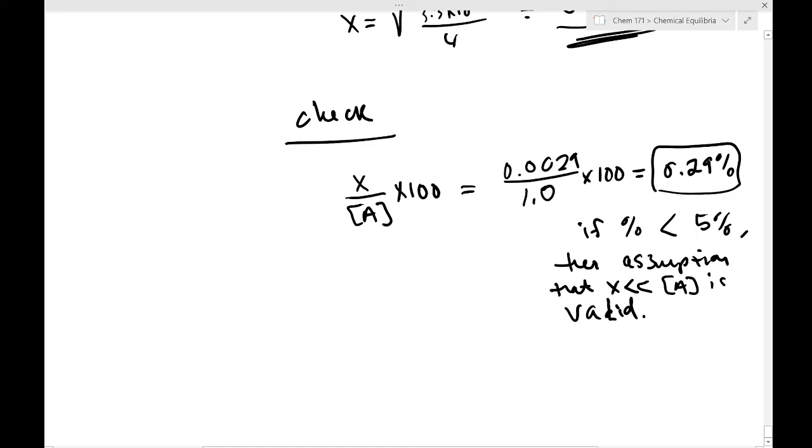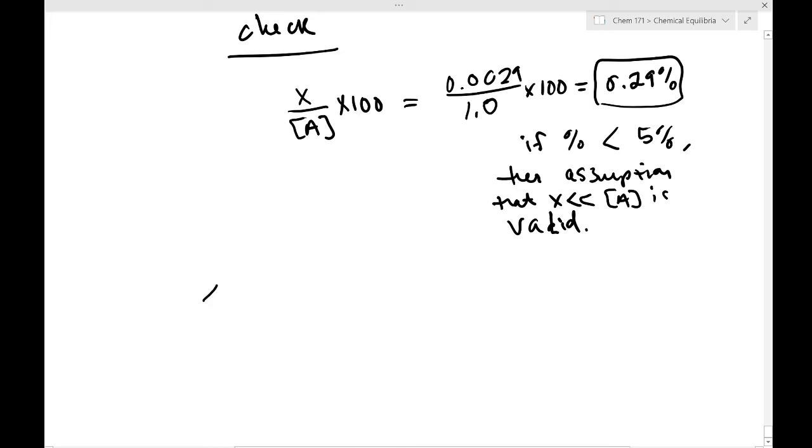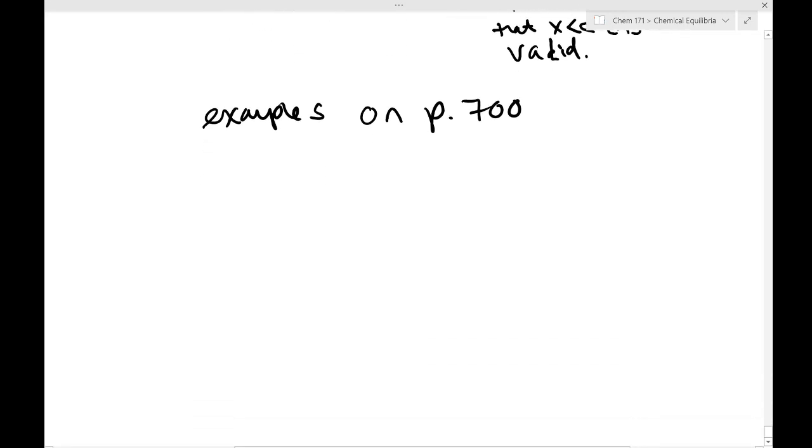Just like there are examples on page 696, there are more examples for this assumption on page 700 and continuing. I highly recommend, again, that you go and look at these examples. They're extremely helpful. They're all worked out in the book. They're pretty easy to follow, and they'll show you exactly what you can do in each and every situation that you might come in contact with in an equilibrium problem.